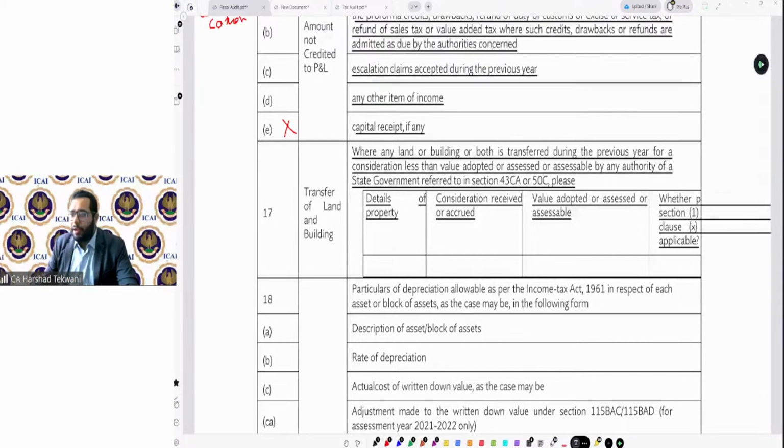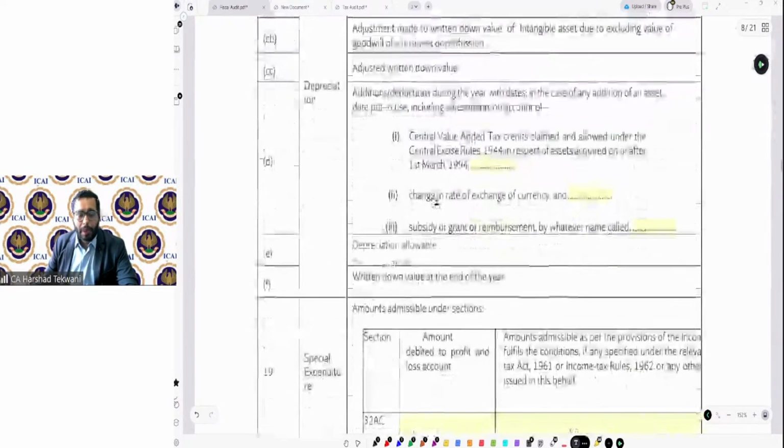Now, what is 43CA? 43CA talks about special provision for full value of consideration for transfer of assets other than capital assets in certain cases. And 50C talks about special provision for full value of consideration in certain cases. Basically, you can call it stamp duty valuation where the reference is made. So these are the two sections which are applicable if the property is being transferred at a value less than the stamp duty value. Okay, that is clause 17. Now coming to one more clause I just want to discuss.